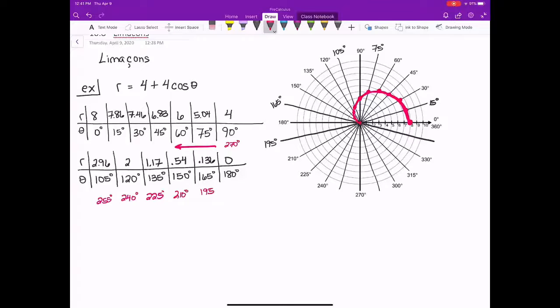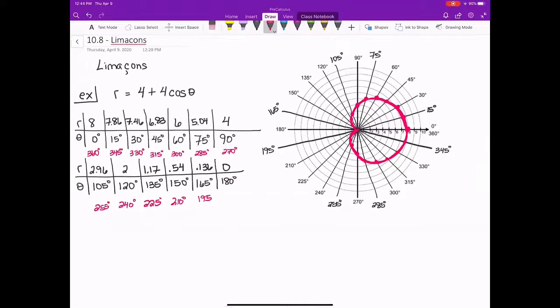Okay, so now that you've got the whole picture drawn, hopefully you realized you did have to go all the way from 0 degrees to 360 degrees to see this entire picture. I wanted to start with this type specifically. This is what is called a cardioid. It is a type of a limacon.